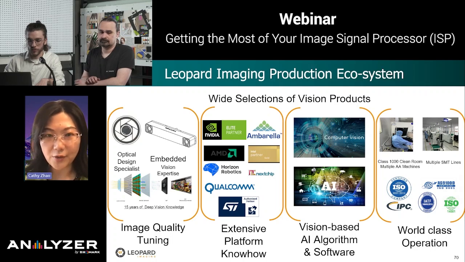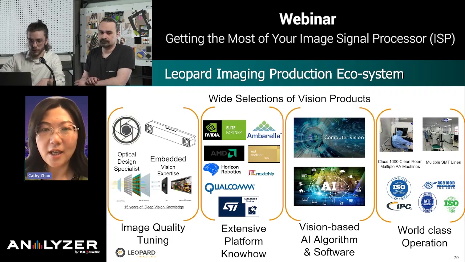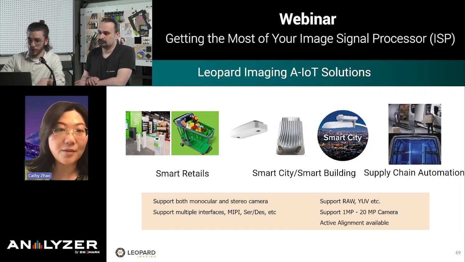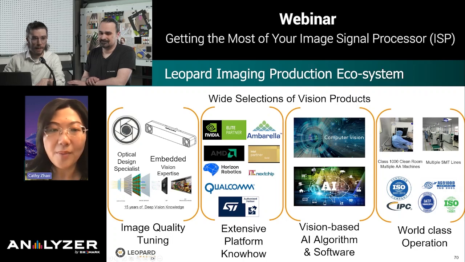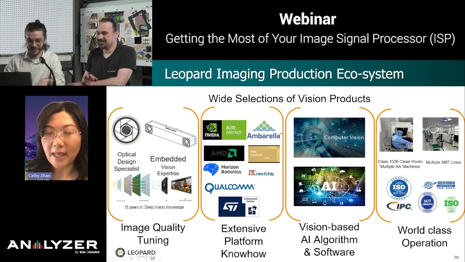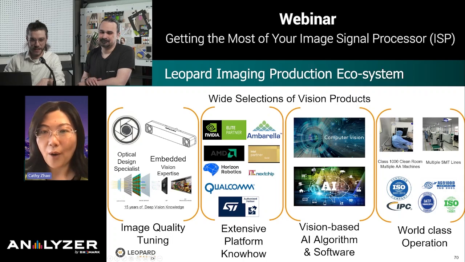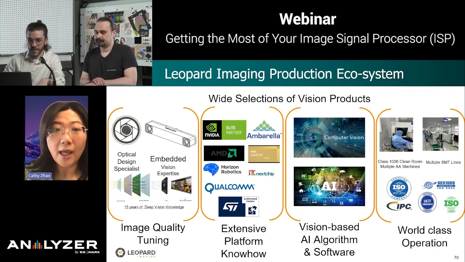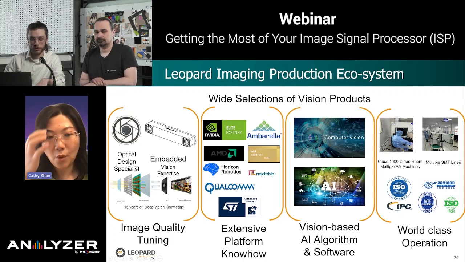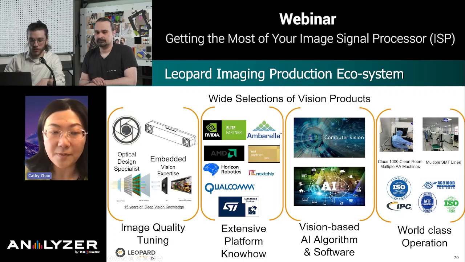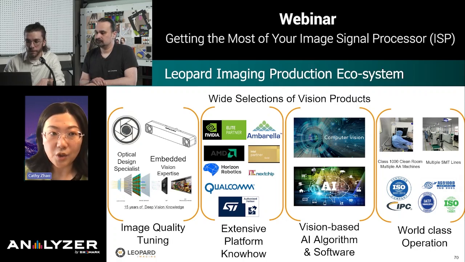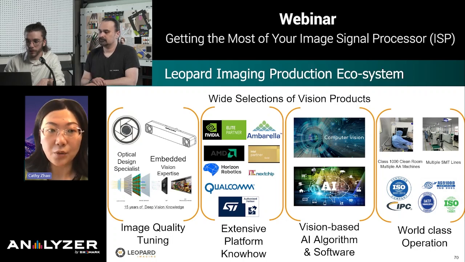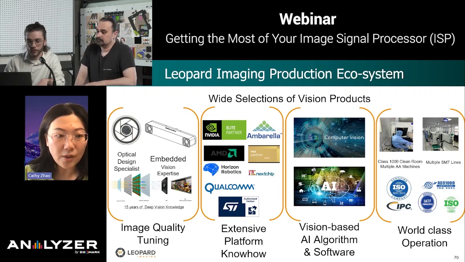Before we go into the DXOMARK lab part, I just want to mention that from the camera provider perspective, on the quality side and the vision-based software parts, with the DXOMARK imaging test lab, we can do more image quality tuning as well as ISP tuning and all the software that we can implement into the whole system. So the next page.